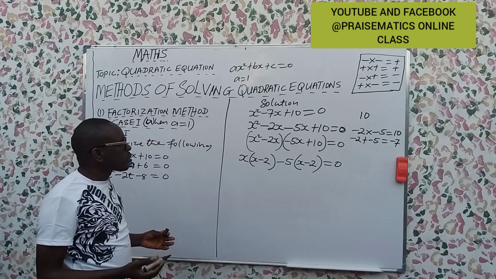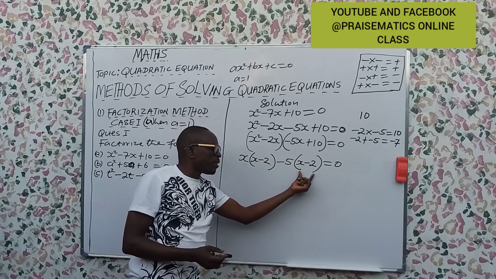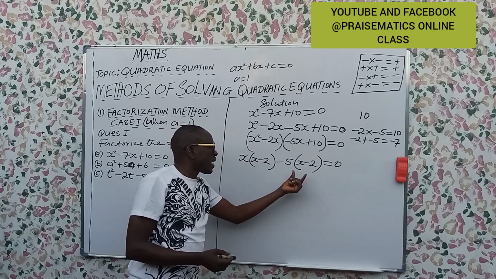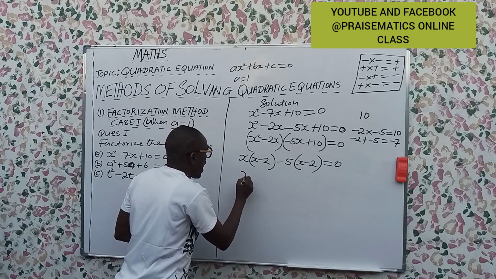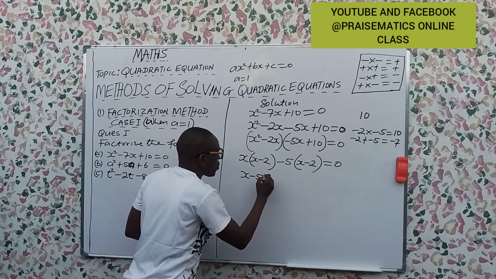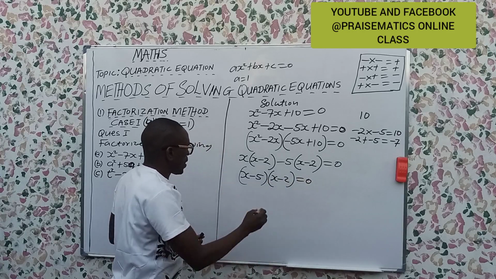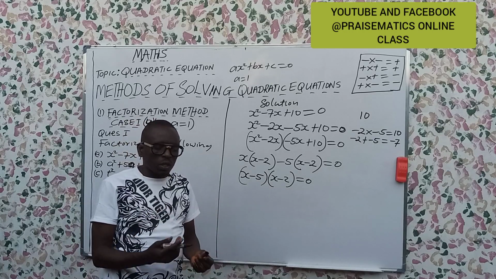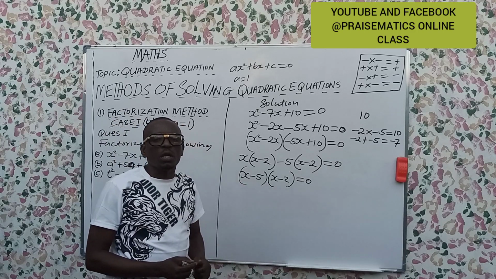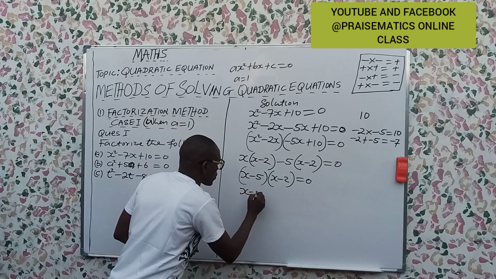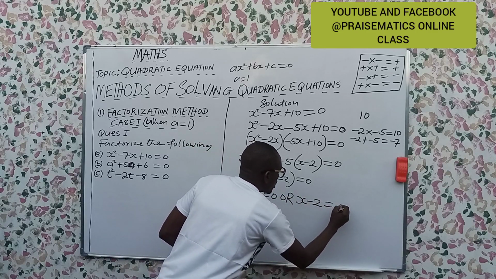Now, what are the rules? The rules say that you pick one outside the bracket and pick one inside the bracket, because they have the same expression inside the bracket. That is x minus 5 into x minus 2, all equal to 0. Finally, if the product of two numbers is equal to 0, that means each number is equal to 0. That is x minus 5 is equal to 0, or x minus 2 is equal to 0.